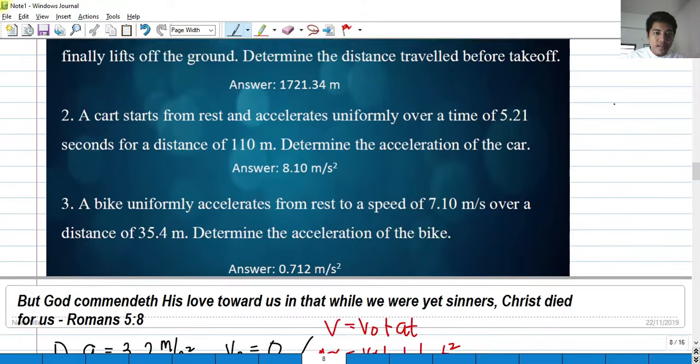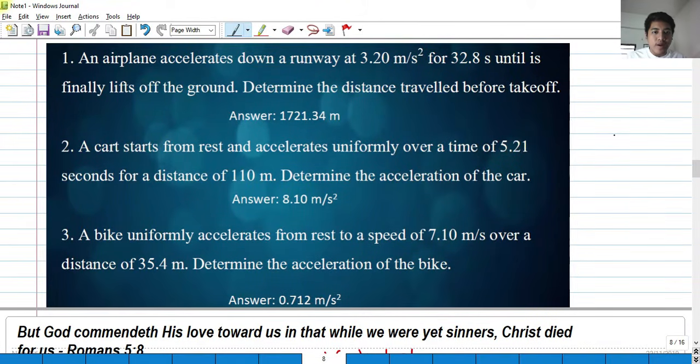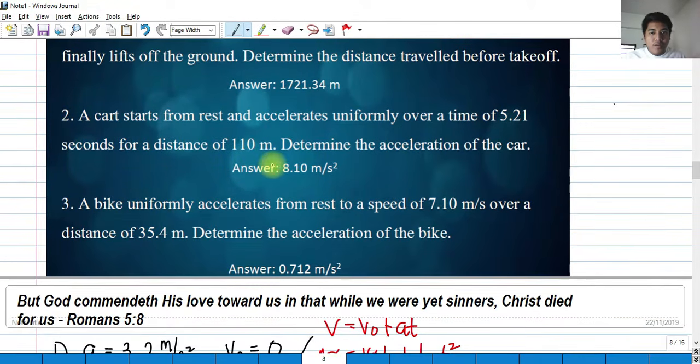So for the second example, a car starts from rest. The problem is actually saying that the initial velocity is 0 because it starts from rest. That's your clue. It accelerates uniformly over a time of 5.21 seconds for a distance of 110 meters. Determine the acceleration of the car.